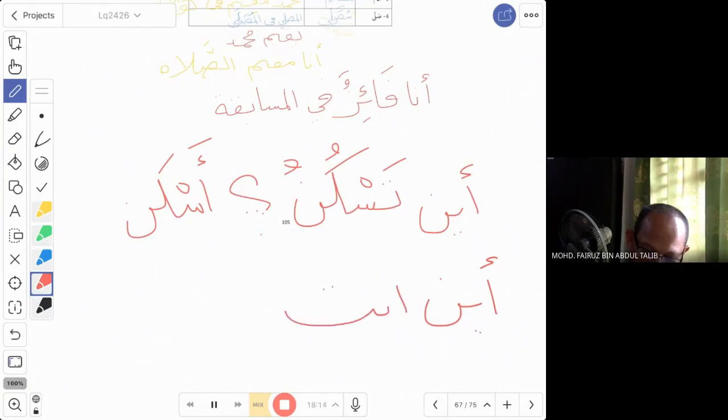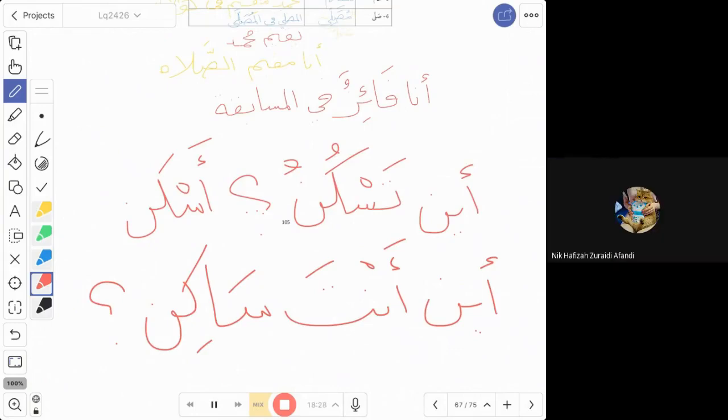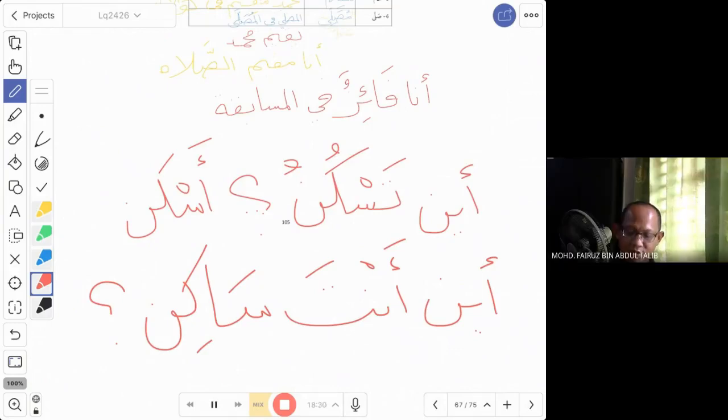Instead of they use the word taskunu, they change it to this isim fa'il. Aina anta sakin. So what does it mean? Where do you live? So the meaning of sakin is similar to the meaning of the fi'il. So aina anta sakin, where do you stay? Where do you live? It is similar to aina taskun.